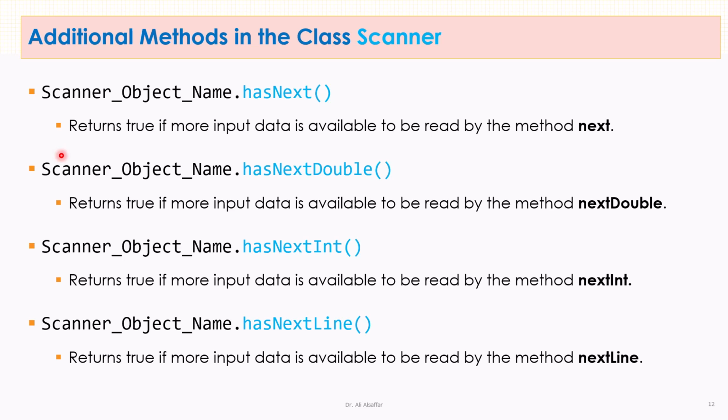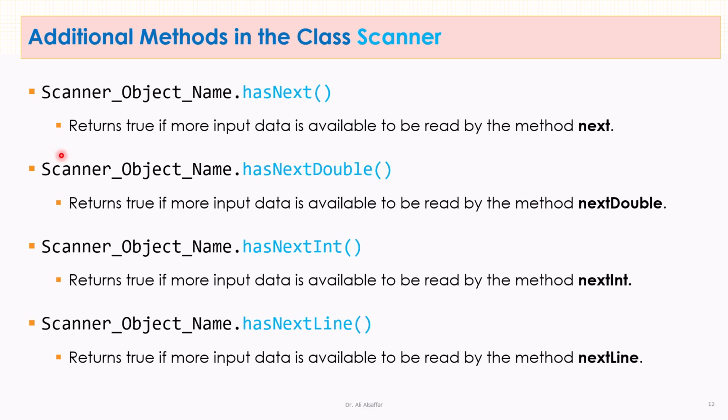Now, reading from a file, the situation is different. If there is no data available in the file, then the computer will not wait. It will raise an exception. Imagine that you are reaching the end of file and you try to read an integer. So there is no data available. So the computer will not wait.